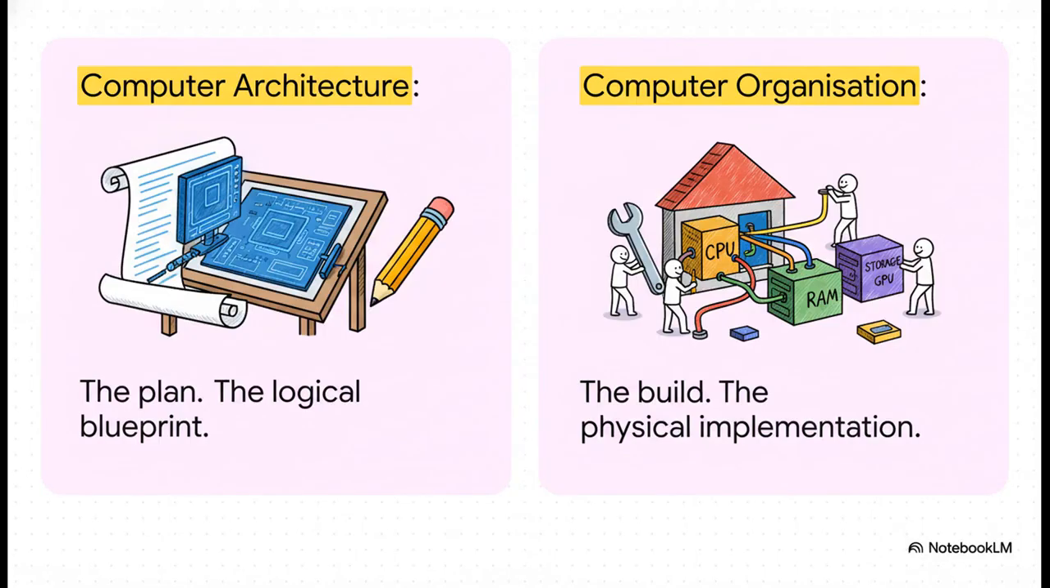Now, to really get a grip on how this hardware works, we need to understand the difference between 2 key ideas. Think of it like building a house. The computer architecture is the architect's blueprint. It's the what. It's the grand plan that says what the system should do. Then you have the computer organization. That's the how. It's the actual physical wiring, the plumbing, the nuts and bolts that make the blueprint a reality. One is the logical idea, the other is the physical thing.